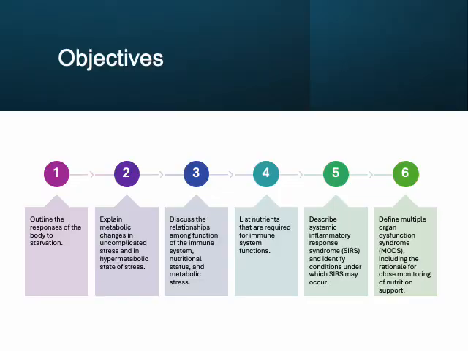By the end of this presentation, you should be able to outline the responses of the body to starvation and explain what those metabolic changes are during both uncomplicated stress and also hypermetabolic states of stress. You'll be able to discuss relationships between how the immune system functions when we are at our optimal nutritional status and when we are in malnutrition states and metabolic stress. You'll be able to list the nutrients that are required for immune system functions, describe SIRS, and also be able to describe MODS, including the rationale for close monitoring during these situations.